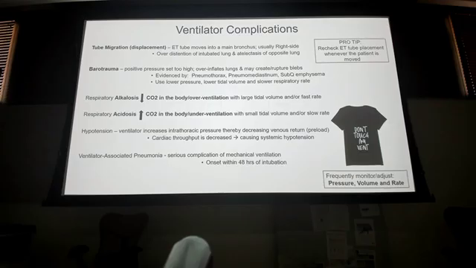So, I always want to use the lowest pressure, tidal volume, and respiratory rate that I can to prevent barotrauma. So if I can get away with a 500 ml tidal volume and I don't need 600, I want to do that because the higher the tidal volume, the more likely I am to cause barotrauma.